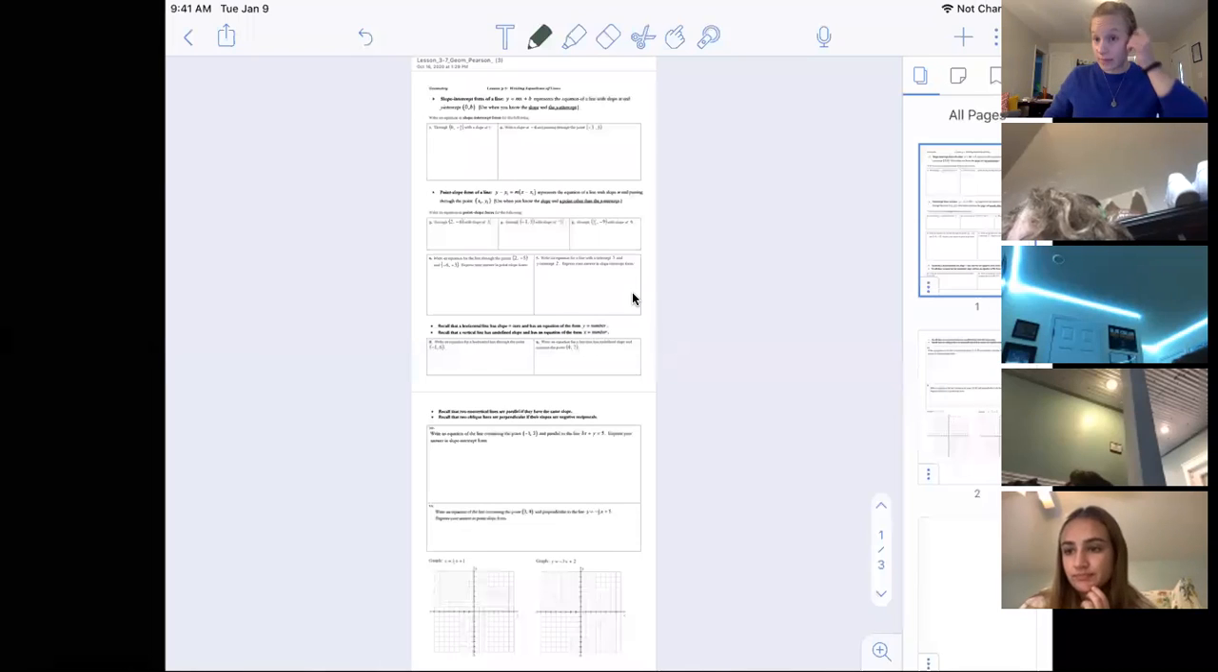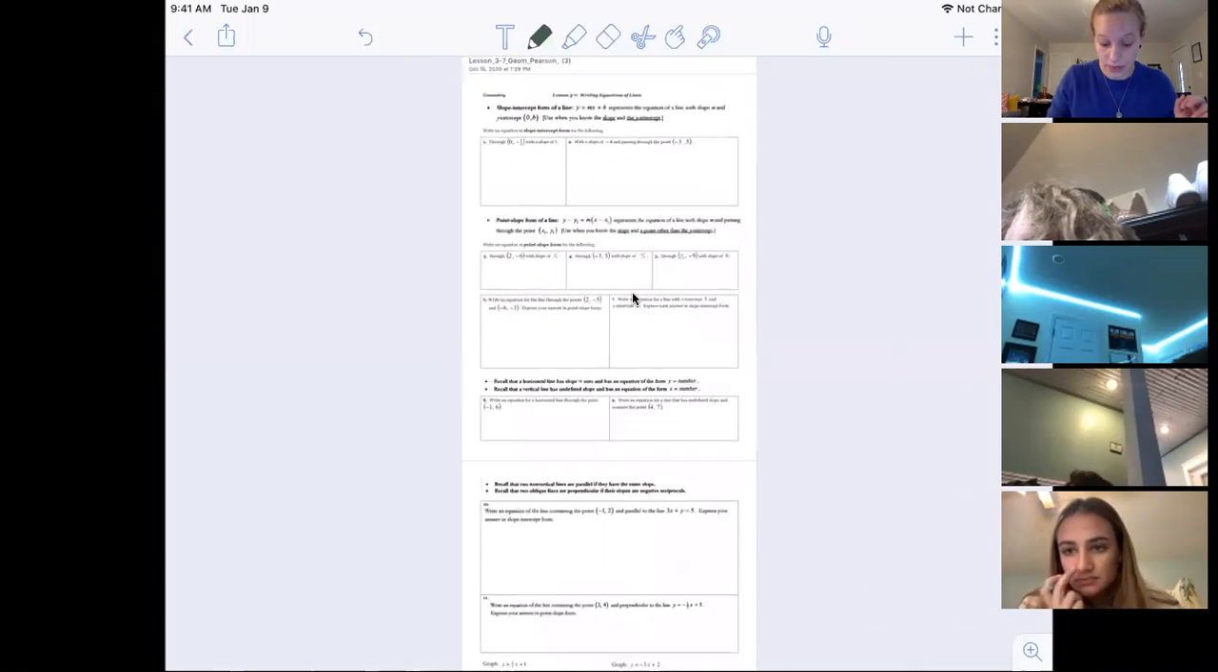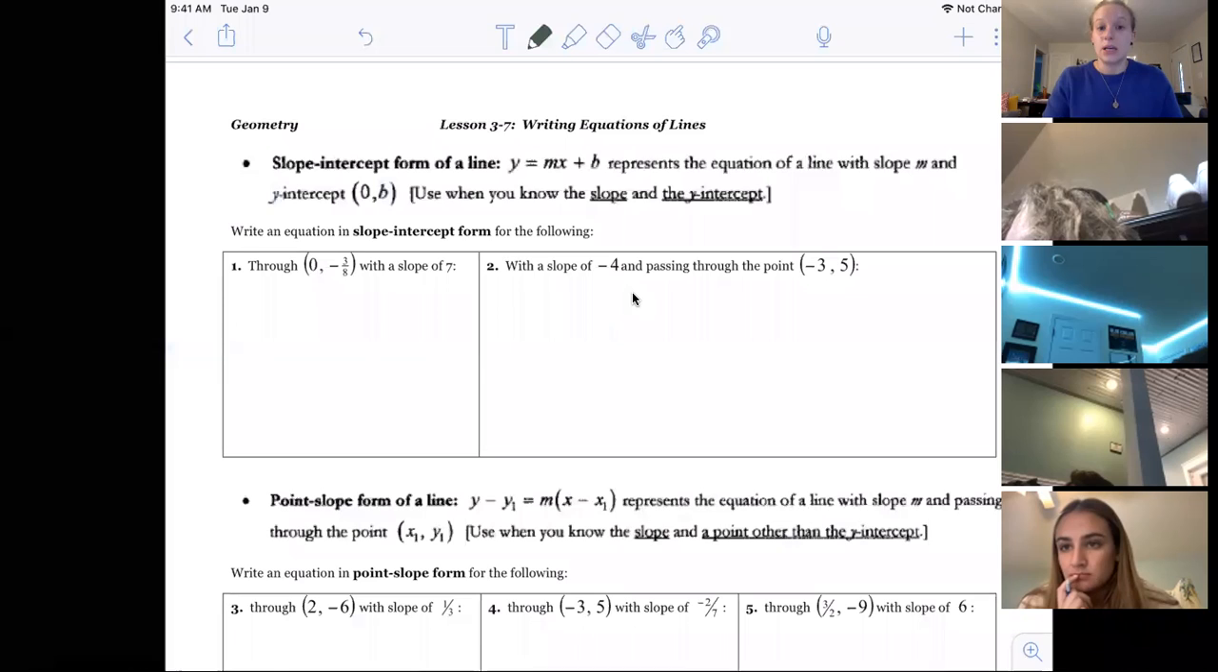Will maybe not ask for some help. It kind of depends on how this lesson goes. But again, this is something we've been talking a lot about. So again, three, seven lines. So we're writing the equations of lines. We're starting with slope-intercept.